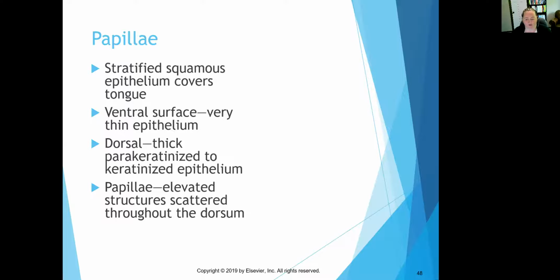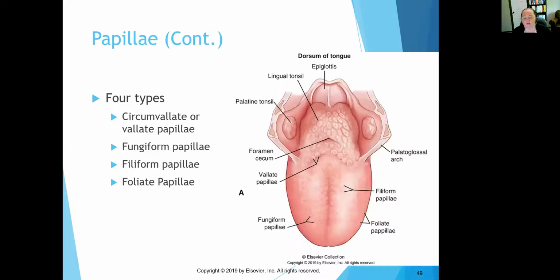So papilla are the elevated structures that are scattered throughout the dorsum. There are several different kinds of papilla. We have 4 types. We have our circumvallate or our valley papilla. I always think those are easy to remember because they're valley papilla and they make a V here. It's just this single line right here of papilla. I also think fungiform are easy to remember because what's a common fungus? A mushroom, right? And they're kind of mushroom shaped.